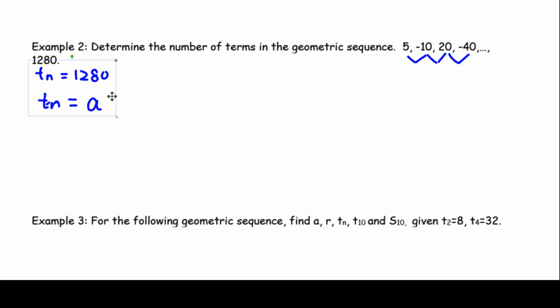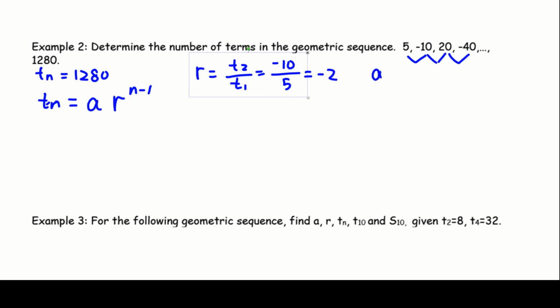But because x is a countable number now, we change it to n minus 1. And b, we use r to represent it. So r, we can get from the next term divided by the previous term. So t2 divided by t1, negative 10 divided by 5, gives us negative 2. And a is your first term, which is 5. So we sub in these 3 given values into the geometric sequence general term.